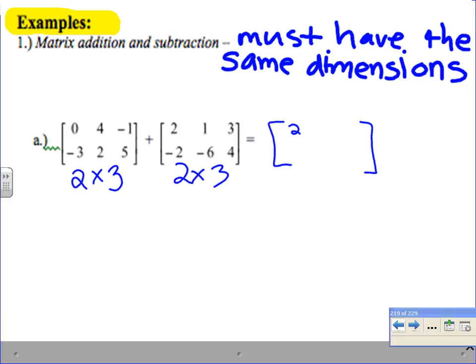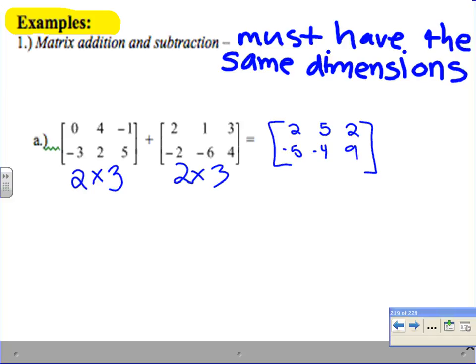Throw this down. Okay, 0 plus 2 is 2. 4 plus 1 is 5. Negative 1 plus 3 is 2. Negative 3 plus negative 2 is negative 5. 2 plus negative 6 is negative 4. 5 plus 4 is 9.